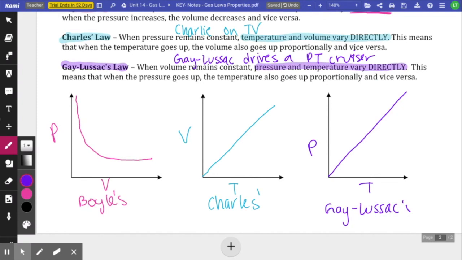So yeah, there you go, guys. Those are the relationships. We will talk a little bit more about those in the next video, where Mr. Oglesby is going to go over the combined gas law, and we're actually going to get into more of the real math of this unit.